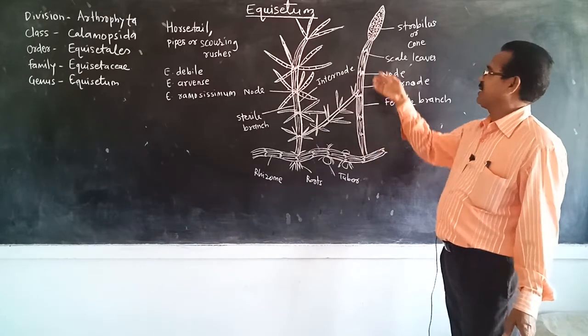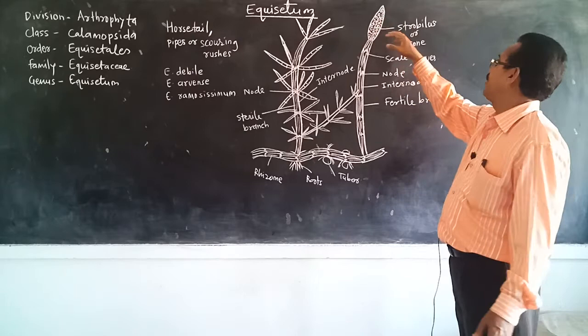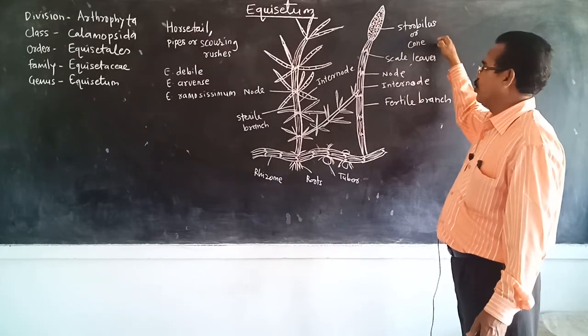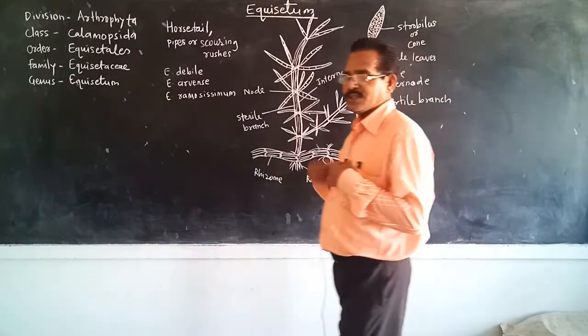And the apex develops into a spore-producing organ known as the strobilus or cone. This is about the external morphology of Equisetum.